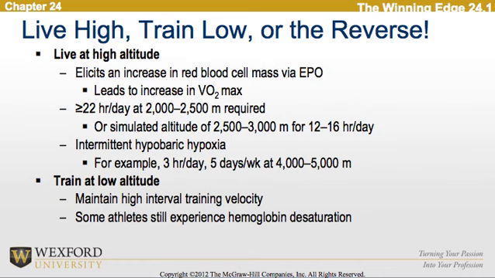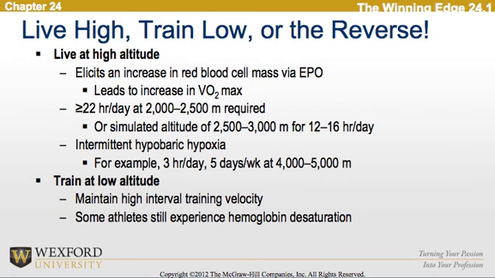The model to follow is seen to be the live high, train low model, or potentially the reverse. The idea is to live at a high altitude, which elicits an increase in red blood cell mass via erythropoietin. This leads to an increase in the VO2 max.